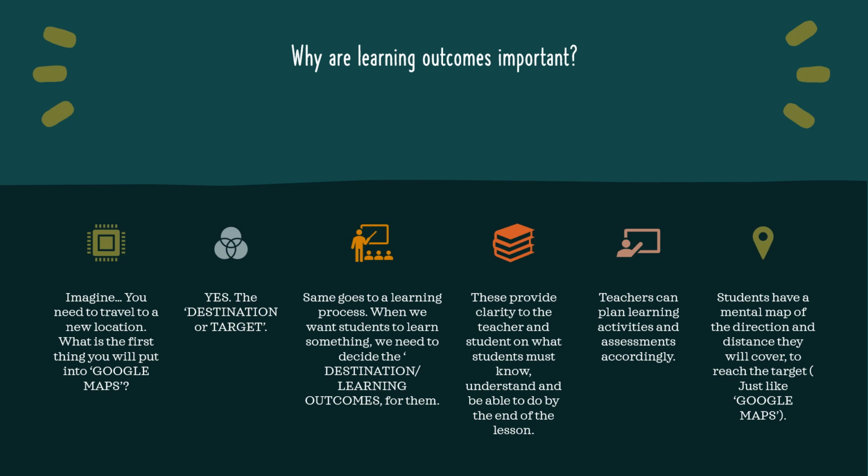Same goes with any teaching learning process as well. When we want students to learn something, we need to decide the target or the outcome that is expected for them by the end of the learning process. Because this provides clarity not only to the teacher but also to the students on what students must know, must understand, and must be able to do by the end of that lesson.